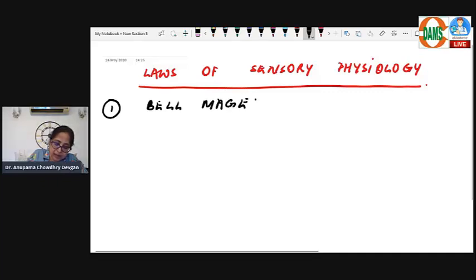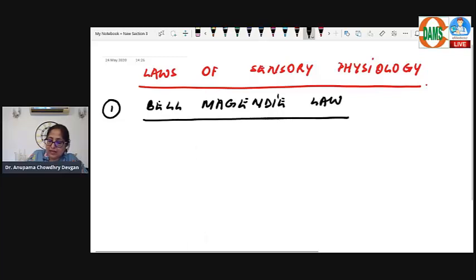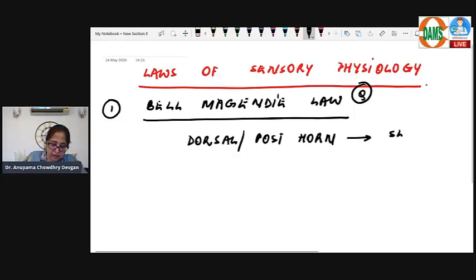Bell-Magendie law. Laws of sensory physiology, the first one is Bell-Magendie law. Again, it has been asked as a question, what is the Bell-Magendie law? Bell-Magendie law states that the dorsal or the posterior horn of the spinal cord is sensory, right? That means all the sensory input which comes into the spinal cord enters via the posterior horn.